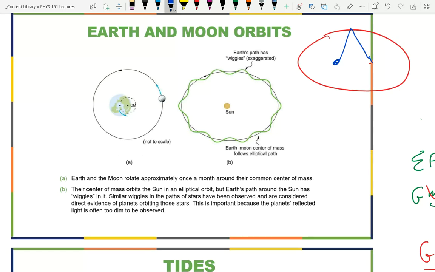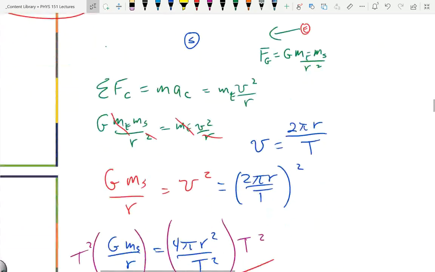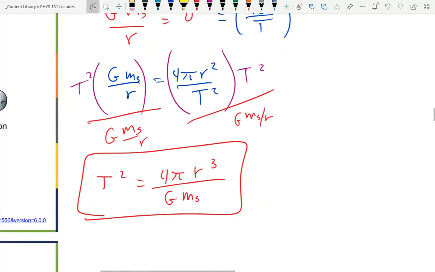And then the third thing is what we just worked out: Kepler just has period squared is proportional to radius cubed. But using Newton's laws, we can get what the exact ratio is.